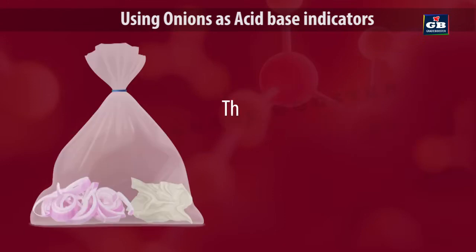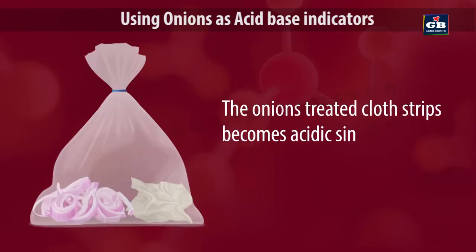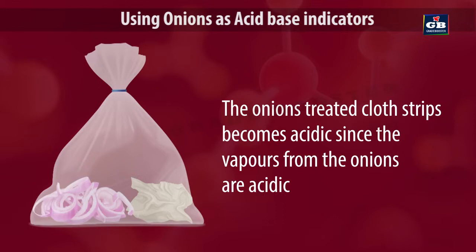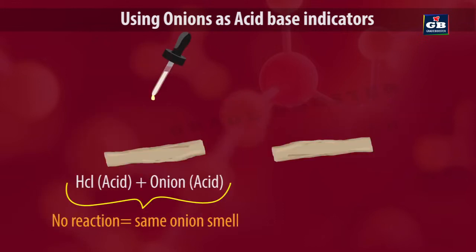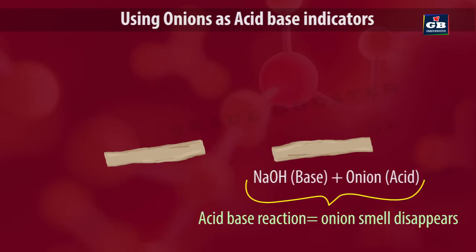Do you know why? The onion treated cloth strips become acidic since the vapors from the onions are acidic. When this acidic cloth strip is treated with HCl, there is no reaction between HCl and onion cloth. Whereas in the other strip that is treated with sodium hydroxide, there is an acid-base reaction between the sodium hydroxide and onion treated cloth strip. Here the neutralization reaction takes place. So the cloth strip loses its odor.